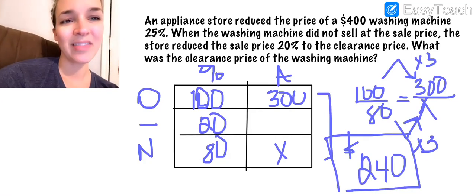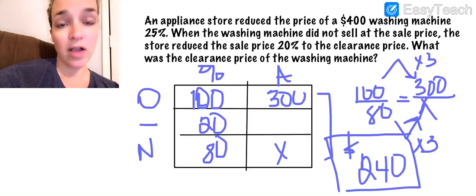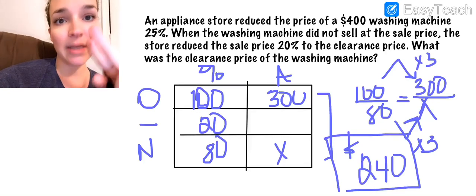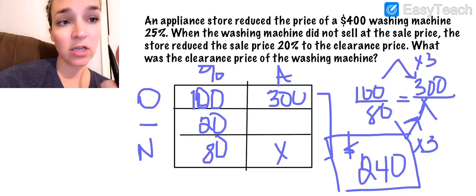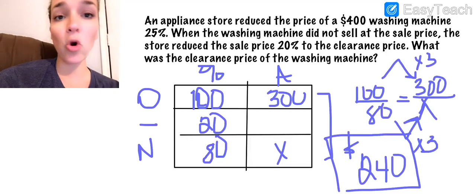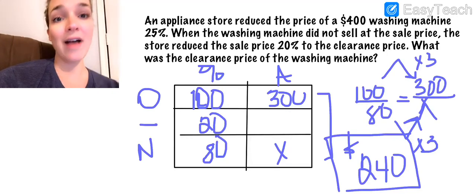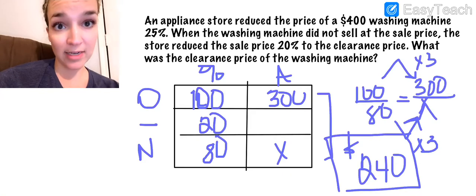And that's it. So when it's successive discounts, you have to solve it separately. You have to find the first discount, then set up an entirely new table using the new value as your original that time to find the second discount, okay?